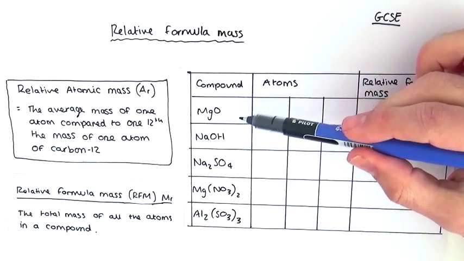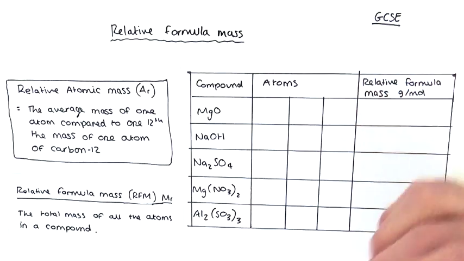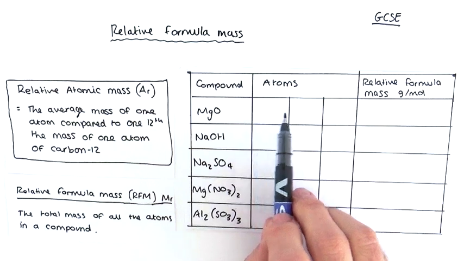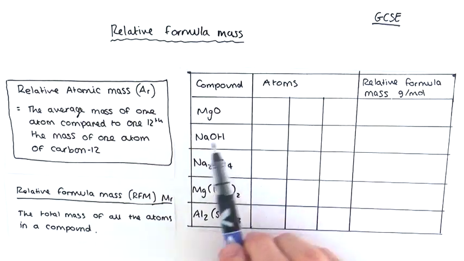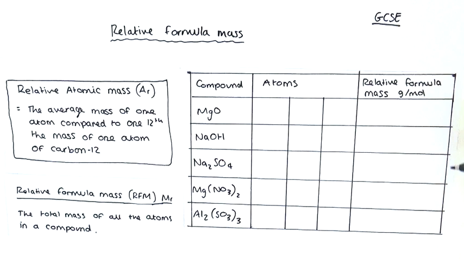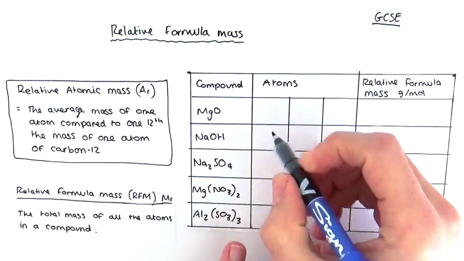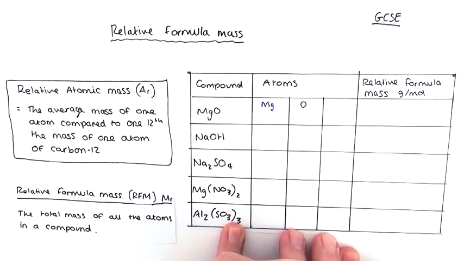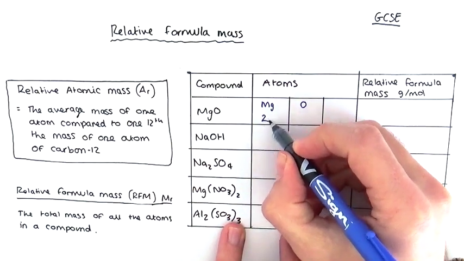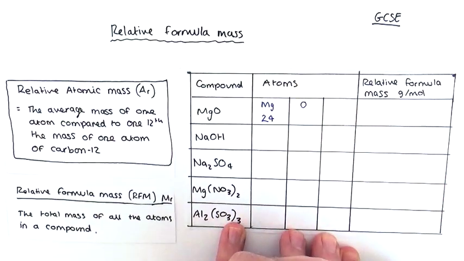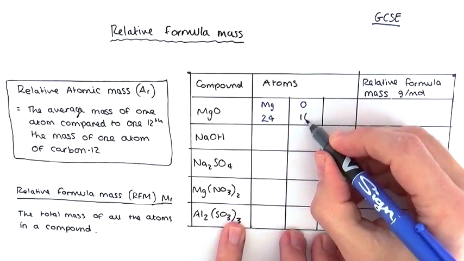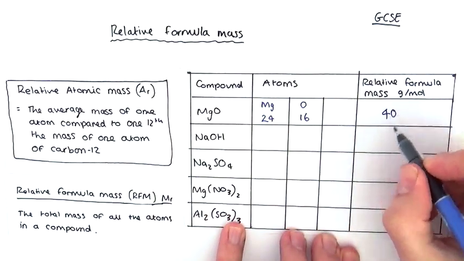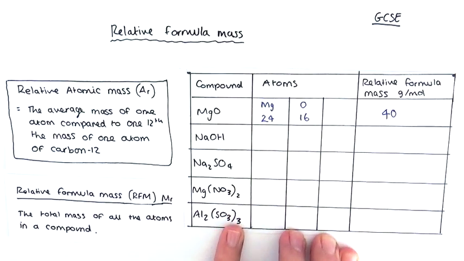So I've got a few examples here. We've got magnesium oxide as our first example. Now if we have a look at this, we're going to look at the different types of atoms in the compound, and then we can add up their relative atomic masses to find their relative formula mass. So the first example here, we've got 1 magnesium atom, we've got 1 oxygen atom. So the mass of 1 magnesium atom is 24, the mass of 1 oxygen atom is 16. So these two added up gives that formula a total mass of 40 grams per mole.